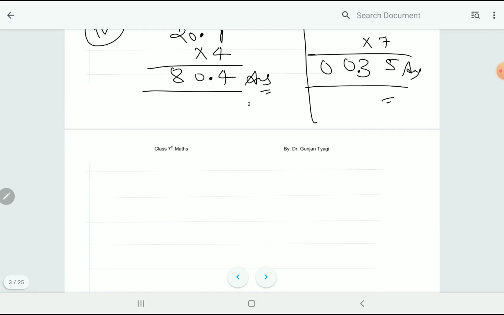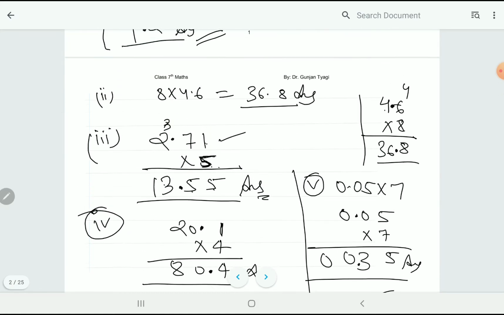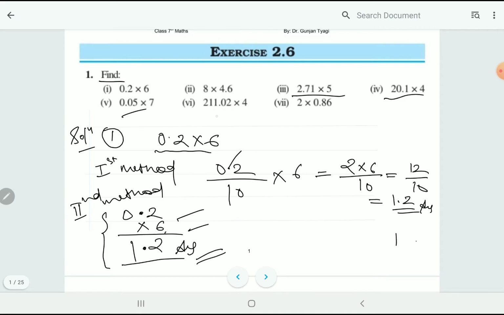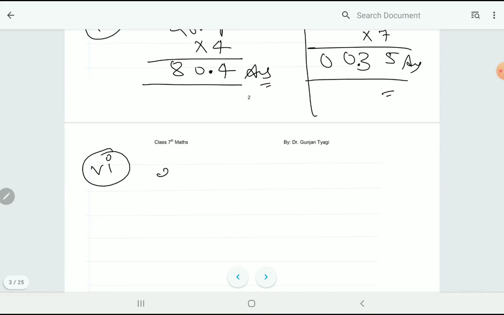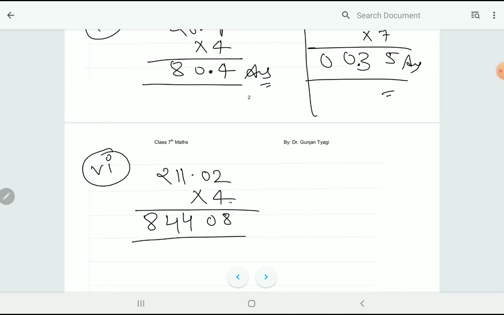Fifth part is done. Let's do the next part of this question, sixth part, which is 211.02 multiply 4. 4 2s are 8, 4 0s are 0, 4 1s are 4, 4 1s are 4, 4 2s are 8. I did the multiplication. Now I will check the place of the decimal, which is after 2 places from the right. So in the answer it will come at the same place, after 2 places from the right. This is the answer. Sixth part is done.